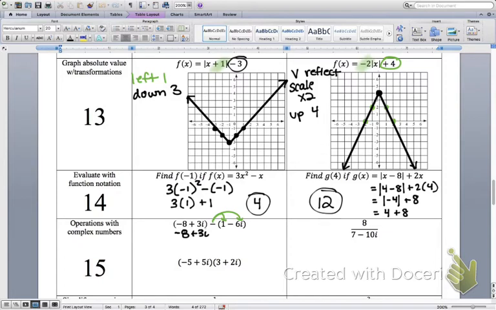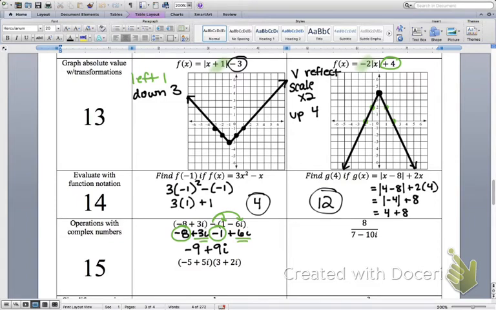So +1 becomes -1, and -6i becomes +6i. Combine like terms, -8 and -1 add to -9. And then +3i and +6i add to +9i. We're done. We cannot go further than this.